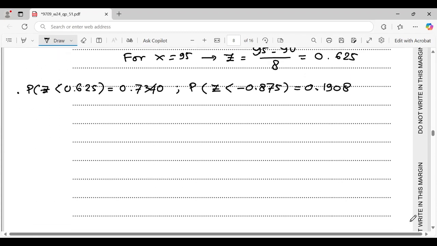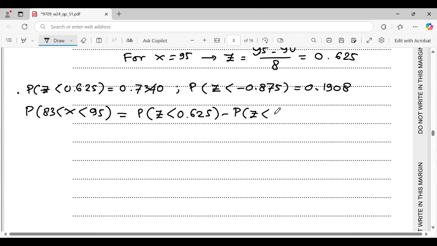Next step, calculate the probability between the two Z-scores. It means the probability X greater than 83 and less than 95. It is the probability Z less than 0.625 minus the probability Z less than minus 0.875, which is 0.7340 minus 0.1908, and the result is 0.5432. Next question.